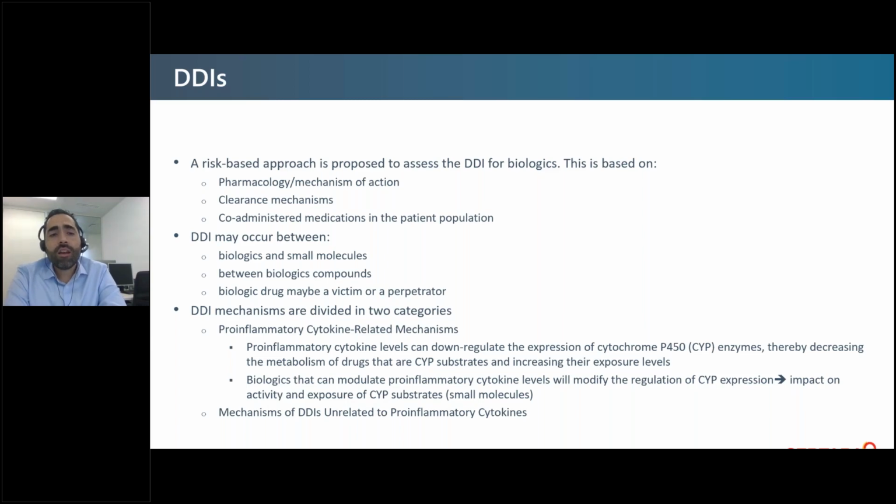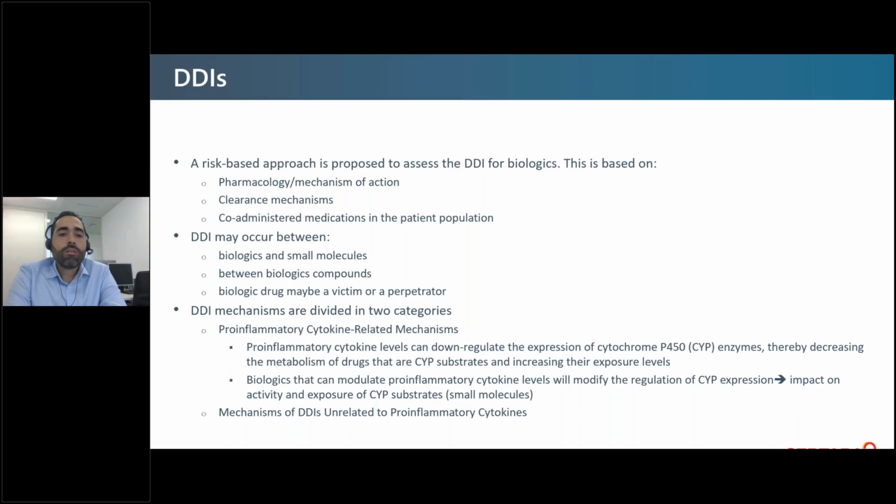In terms of DDI mechanism, in this guideline, they are classifying in two categories. The first category is related to the pro-inflammatory cytokine mechanism. And the second category is not a single mechanism, but involves all the mechanisms except the one related to the cytokines.